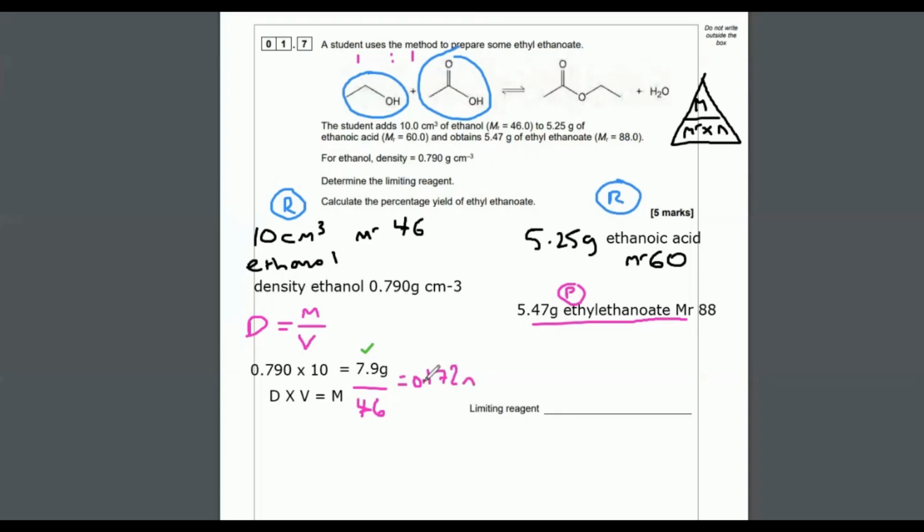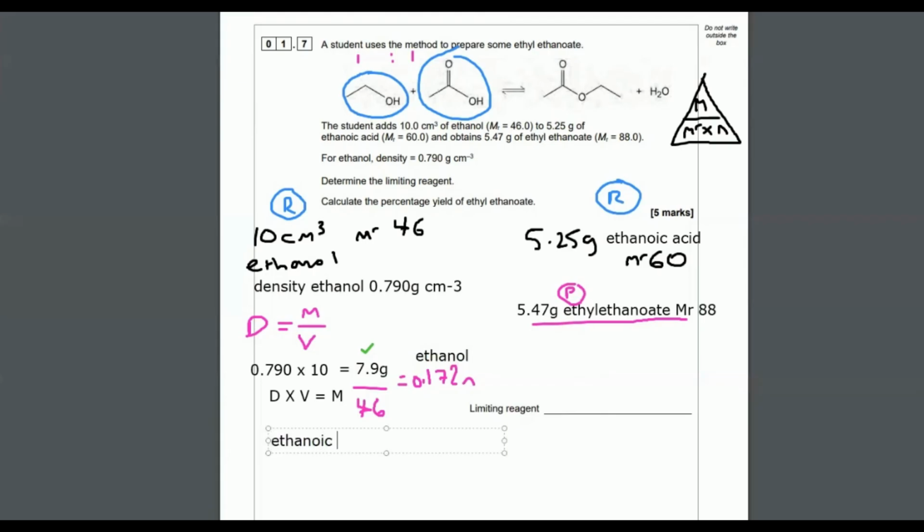The next stage, what I need to do is work out my moles of the other reactant, and then the first thing we can do is note down the limiting reagent. So my other reactant is really easy. I've got 5.25 and 60. So this was for ethanol. Always good to keep up and make sure you know what you're doing there.